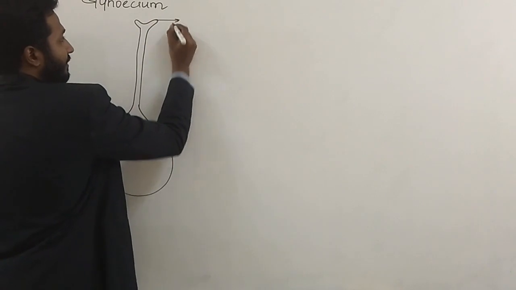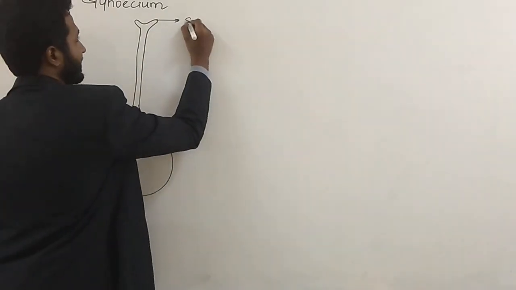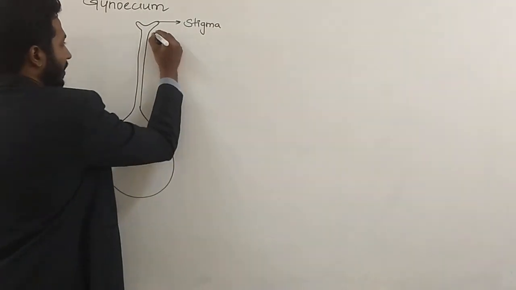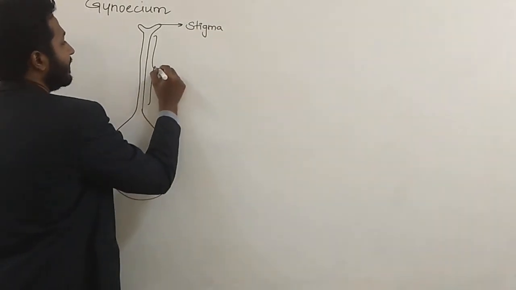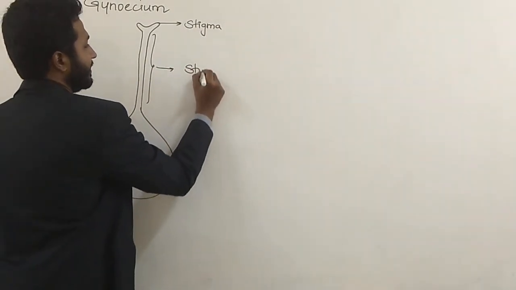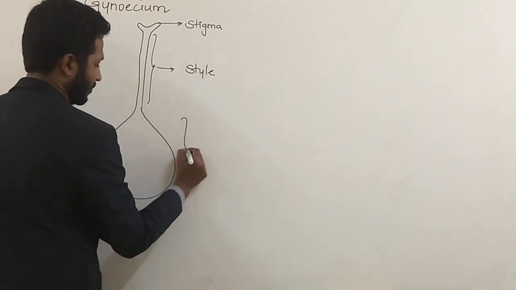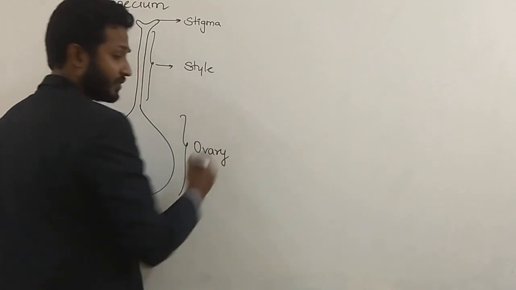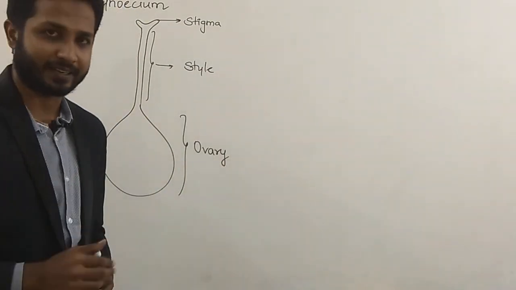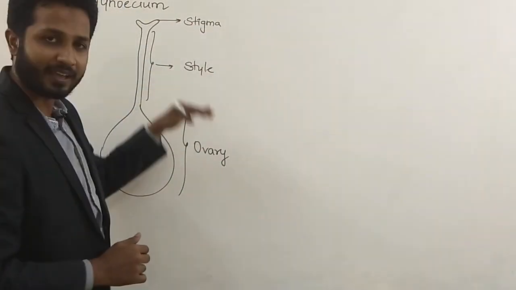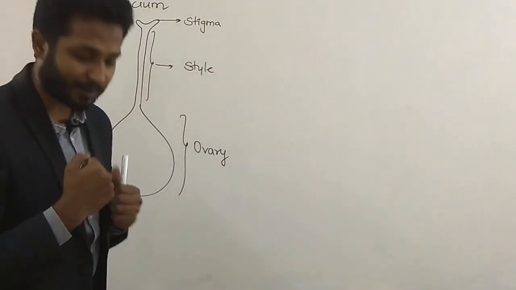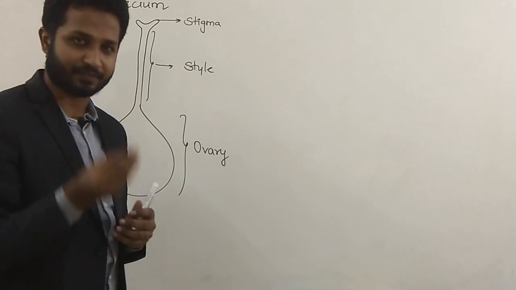The receptacle which receives pollen grain is known as stigma. Then elongated tube is known as style, and the swollen base is known as ovary. So there are three distinct parts in gynoecium: stigma, style, and ovary. The so-called stigma, as I told, it is receptacle. Receptacle means what? The one which receives.